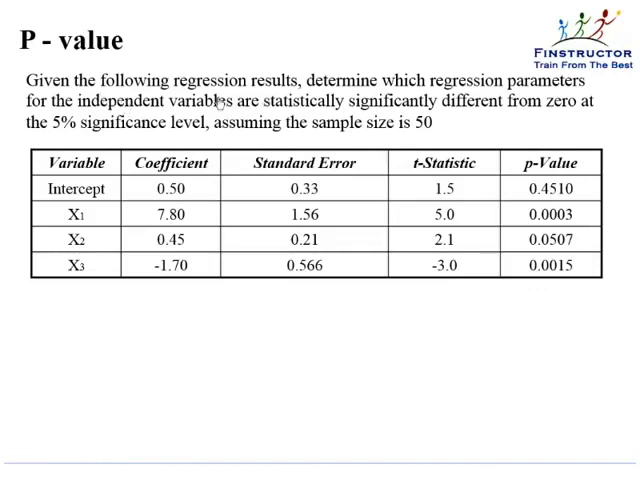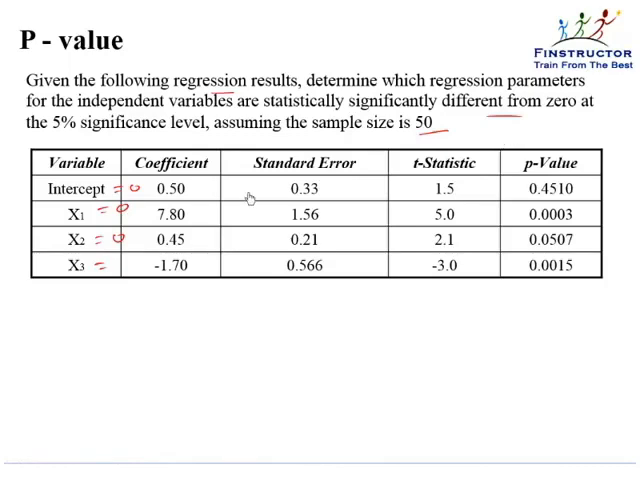Given the following regression results, we don't have to study regression. Determine which regression parameters for the independent variables are statistically significantly different from 0 at the 5% significance level, assuming the sample size is 50. So we are asked to test if the coefficient is different from 0. So the null hypothesis would have been that each of the terms are equal to 0. If we reject the null hypothesis, we will conclude that it is statistically different from 0.